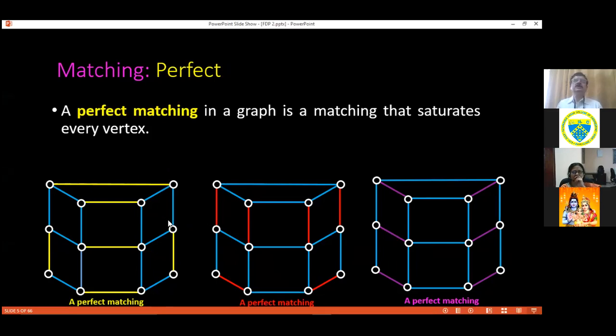Now let us take this example. Here in this example, this is a matching. M consists of only yellow edges. This is a perfect matching because every vertex is incident with one of the edges here. Here also, these red edges are also a perfect matching. There is no unsaturated vertex in this.